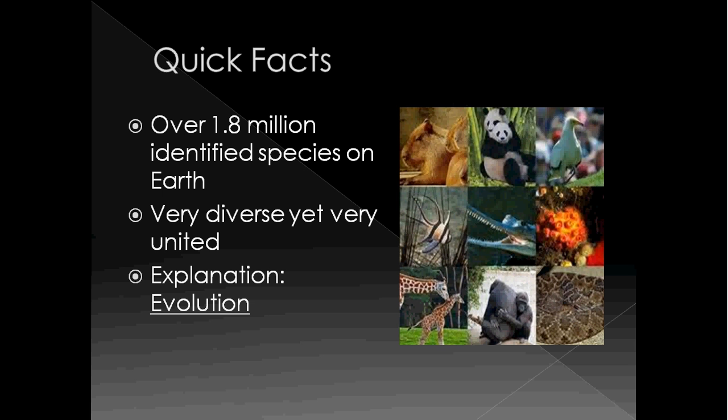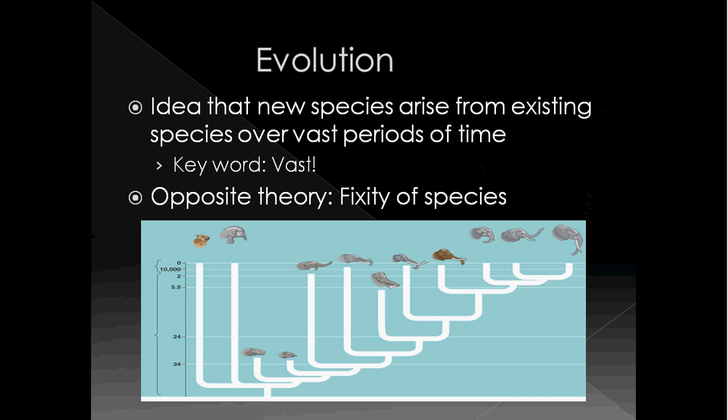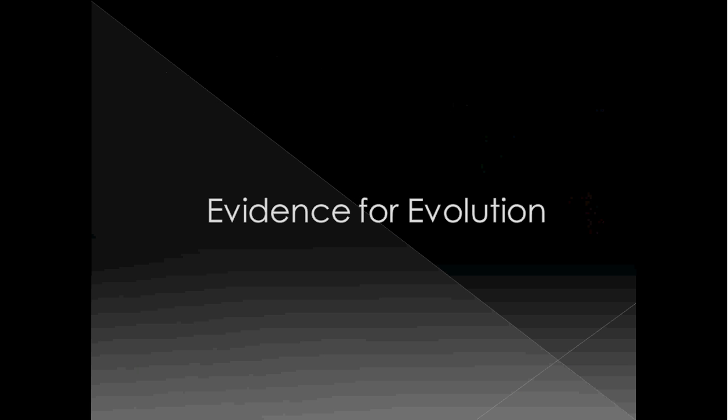There are over 1.8 million identified species on Earth, and while these species are very diverse, they're also very united. The explanation that scientists have come up with for these similarities and differences among species is evolution. Evolution is the idea that new species arise from existing species over vast periods of time. The opposite theory is known as fixity of species and proposes that species were created and have not changed since their creation. However, evolution is a pretty accepted theory within the scientific community, and there's ample evidence to support it.